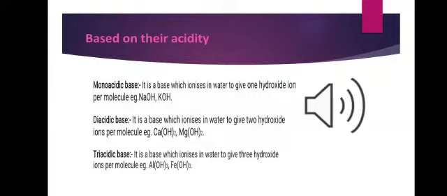Now, diacidic base. It is the base that consists of two hydroxyl ions and combines with two hydrogen ions. For example, magnesium hydroxide, iron hydroxide, and zinc hydroxide, etc. For example, when a reaction takes place between Ca(OH)2 aqueous plus 2HCl, it gives us CaCl2 aqueous plus 2 times H2O.